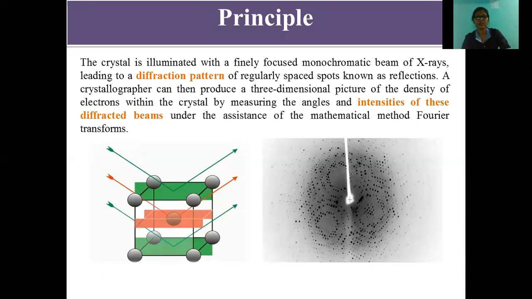That is, first one word is the diffraction pattern, and another important word is the intensities of the spots. Here you can see two diagrams which explain the principle of X-ray crystallography. In the first diagram, imagine that this is a protein crystal, and this protein crystal contains a number of atoms scattered throughout that crystal.